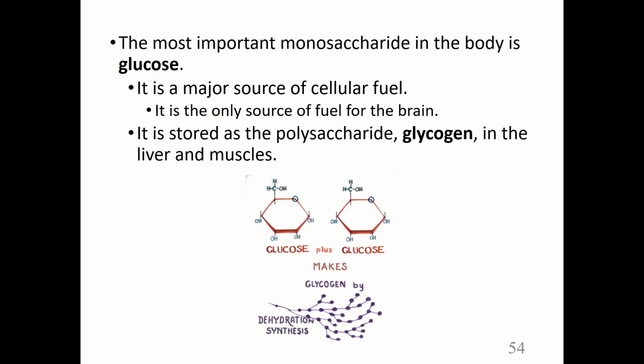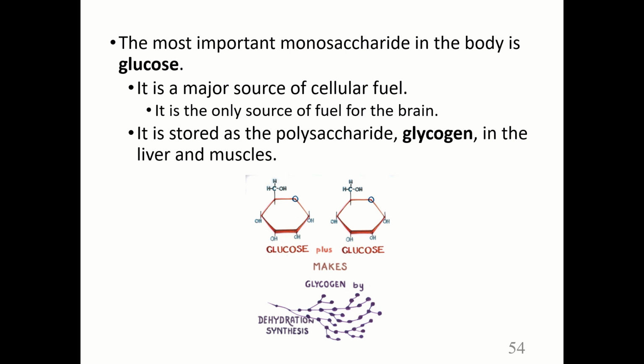Again, the most important monosaccharide in the body is glucose. It is a major source of cellular fuel, and it is the only source of fuel for the brain. So cells can also get their energy from fatty acid metabolism, but the brain cannot. The brain can only use glucose to make energy.